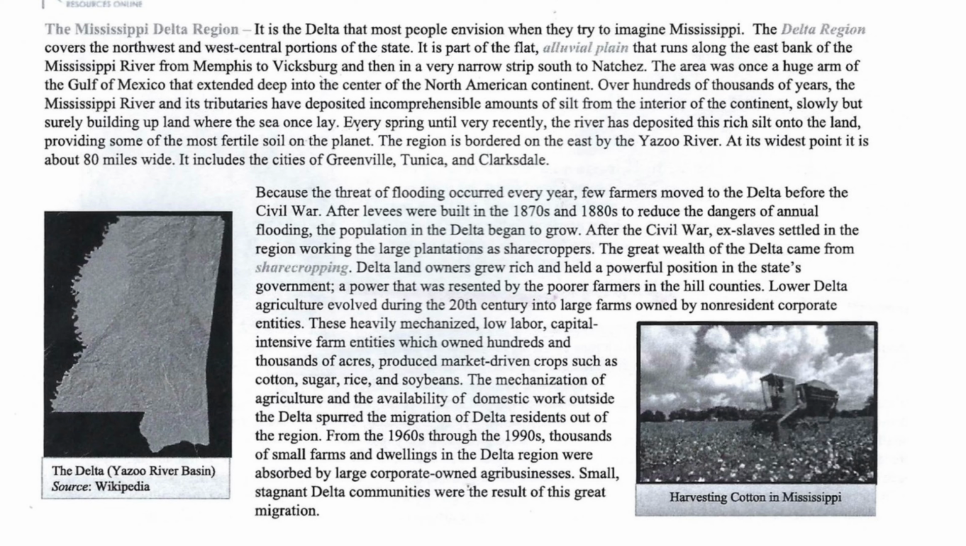These heavily mechanized, low-labor, capital-intensive farm entities, which owned hundreds of thousands of acres, produced market-driven crops such as cotton, sugar, rice, and soybeans. The mechanization of agriculture and the availability of domestic work outside the Delta spurred the migration of Delta residents out of the region. From the 1960s through the 1990s, thousands of small farms and dwellings in the Delta region were absorbed by large corporate-owned agribusinesses. Small, stagnant Delta communities were the result of this great migration.